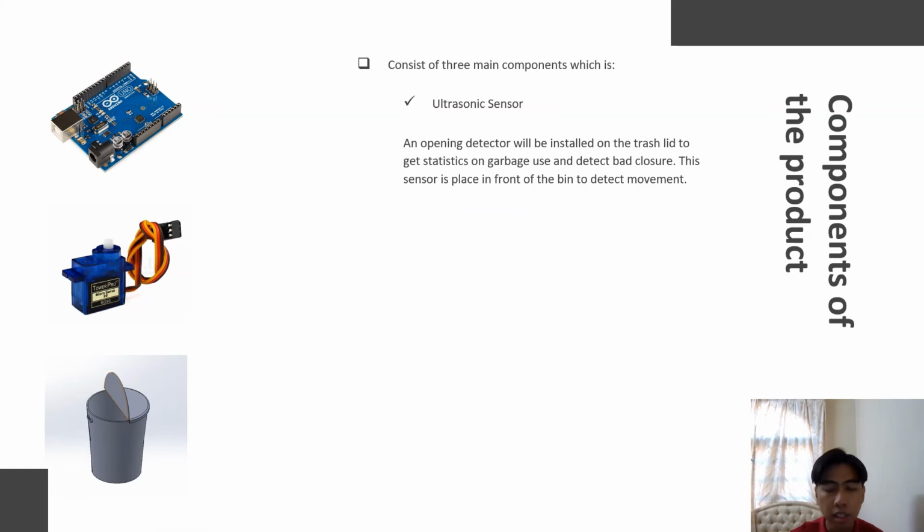For the ultrasonic sensor, an opening detector will be installed on the trash lid to get statistics on garbage use and detect bin closure. This sensor is placed in front of the bin and detects any movement.